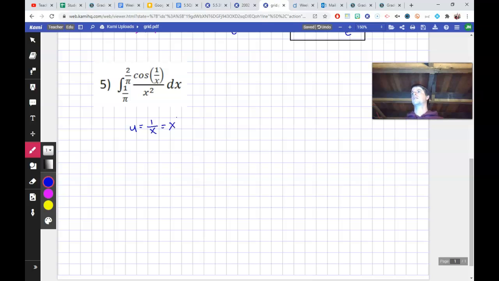You can also write this as x to the negative first. That will help us when taking the derivative. So du, let's pull the negative 1 out in front, x to the negative 2 dx, right? So when we solve for dx, of course, that's in the denominator, you multiply both sides, you're actually going to get a negative x squared du. You can work it out, and you'll see that will be that back in the numerator.